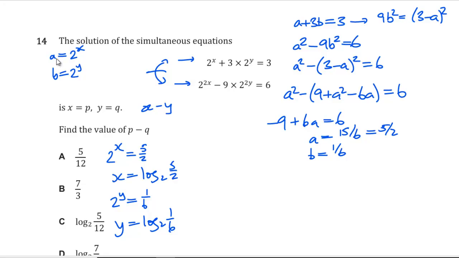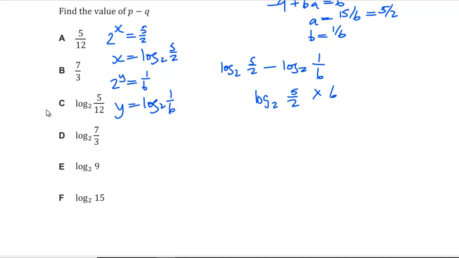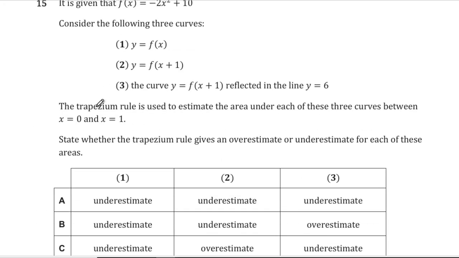So I want to do x minus y. So I want to do log base 2 of 5 over 2 minus log base 2 of 1 over 6. So that's going to be log base 2 of 5 over 2 times 6, because I'm just going to be dividing by that, aren't I? So it's going to be 15. Log base 2 of 15, F. There we go. Never like it when they have it as the last answer. I always think it's not going to be there. But fortunately it was.